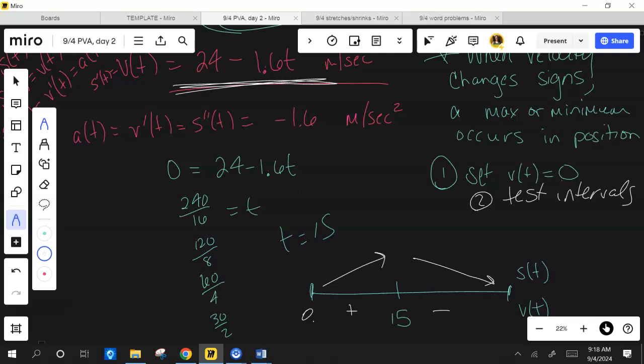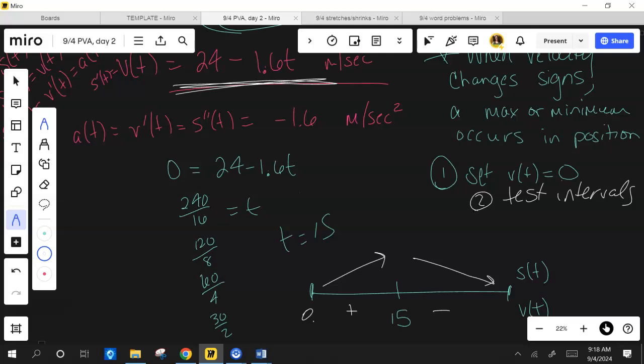No. Position. I did that a second ago, right? I love this stuff. I love this stuff. Yes. How long did it take it to reach its highest point? 15 seconds.